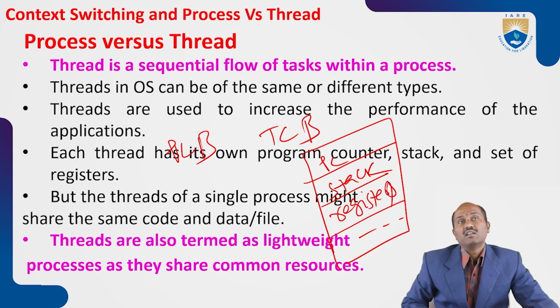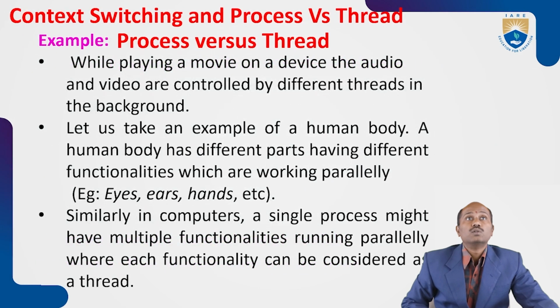So this is the difference. A process consists of threads. This is the main difference between process and thread. Coming to process versus thread, we will discuss one example. While playing a movie on a device, the audio and video are controlled by different threads in the background.